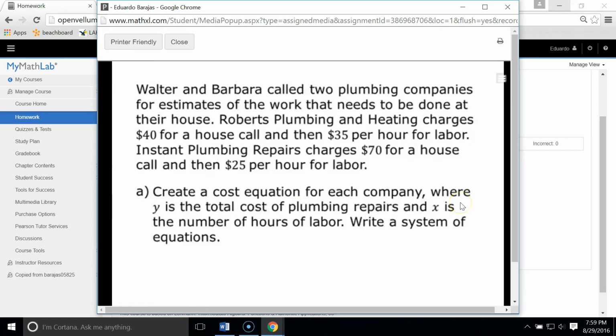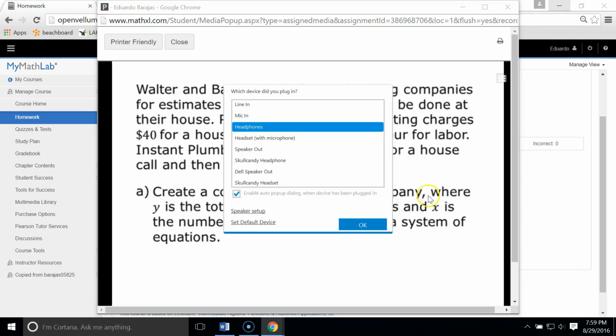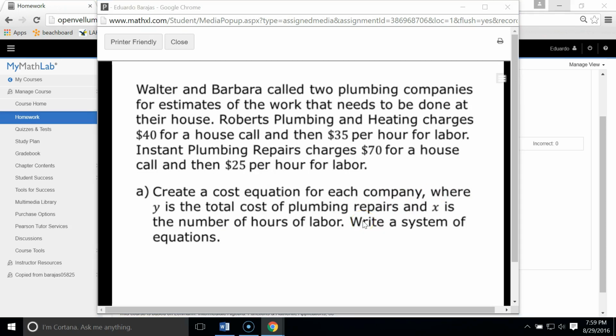Walter and Barbara called two plumbing companies for estimates of what needs to be done for a house. Robert's Plumbing and Heating charges $40 for a house call and then $35 per hour for labor. Instant Plumbing Repairs charges $70 for a house call and then $25 per hour. Write cost equations for each company, where Y is the total cost of plumbing repairs and X is the number of hours of labor. Then write a system of equations.